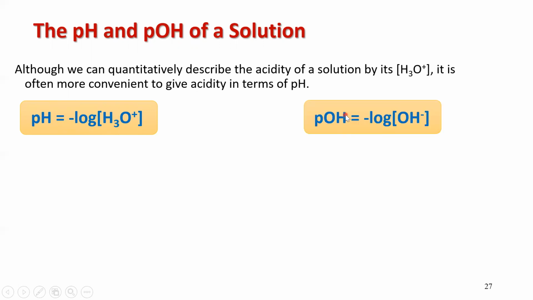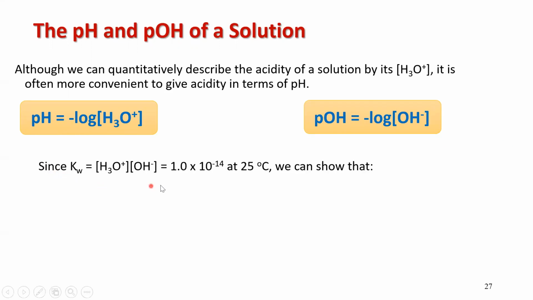pOH is in terms of hydroxide. So pOH is the negative log of the hydroxide ion concentration. We know this equation already. Okay, Kw equals our hydronium ion concentration times our hydroxide ion concentration. And we know that Kw equals 1 times 10 to the minus 14. If we increase the hydronium ion, it would have to decrease the hydroxide ion. If we increase the hydroxide ion, it would have to decrease the hydronium ion, since the product is always this number. Now, we're going to do a little bit of math with this equation.